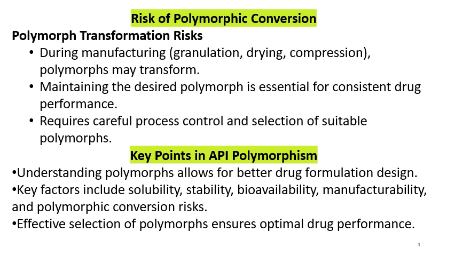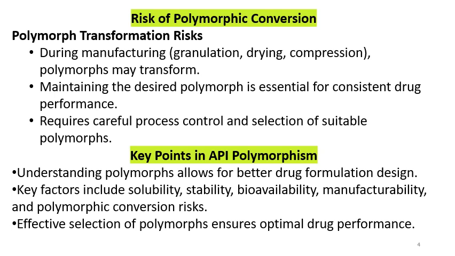Risk of polymorphic conversion. Polymorph conversion may happen because of manufacturing processes like granulation, drying, compression, tablet coating or capsule filling. Milling operations many times impact polymorph conversion. So maintaining the desired polymorph is essential for consistent drug performance, and it requires careful process control and selection of suitable polymorphs. Always try to select the more stable polymorph, and always try to select the more soluble type of polymorph.